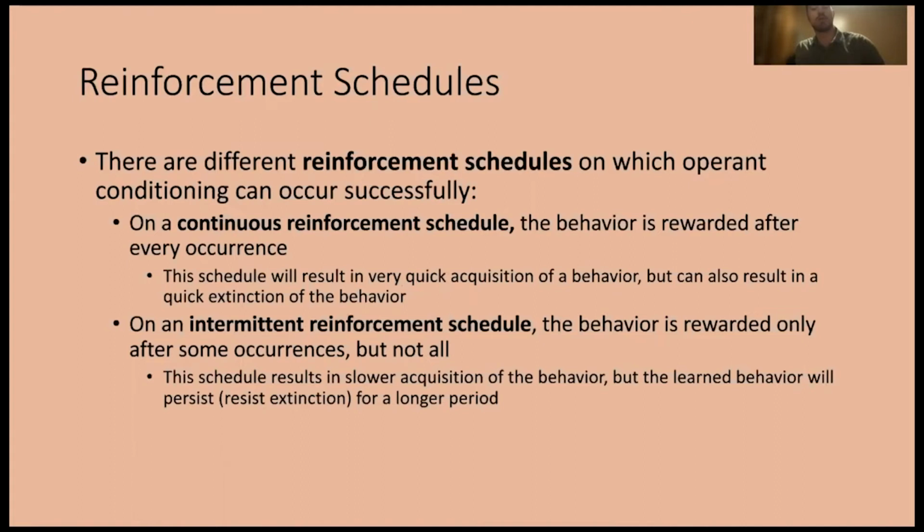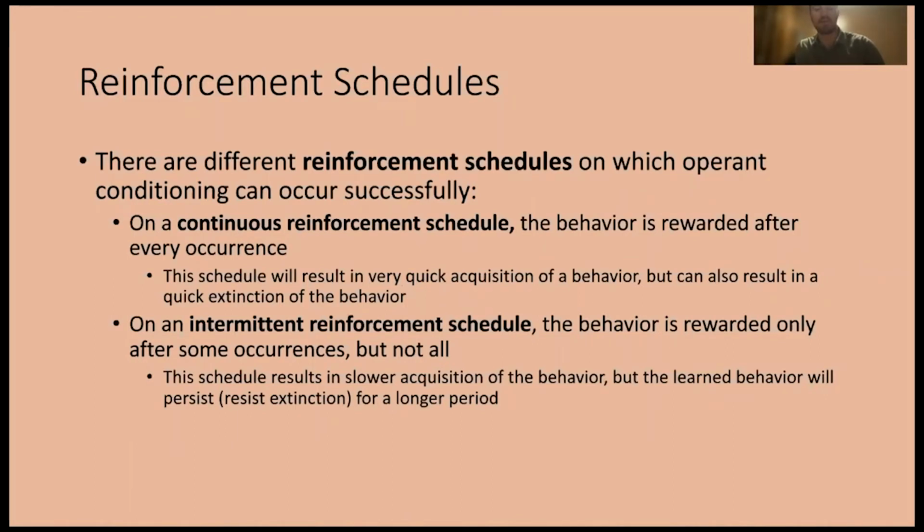This schedule will result in very quick acquisition of a behavior, but it can also result in quick extinction. So if you reward the dog for sitting every single time, they will probably get it in a few days. They'll probably learn it very quickly. But if you stop giving the dog treats every time the dog sits, it will forget the behavior very quickly. That is basically what a continuous reinforcement schedule is.